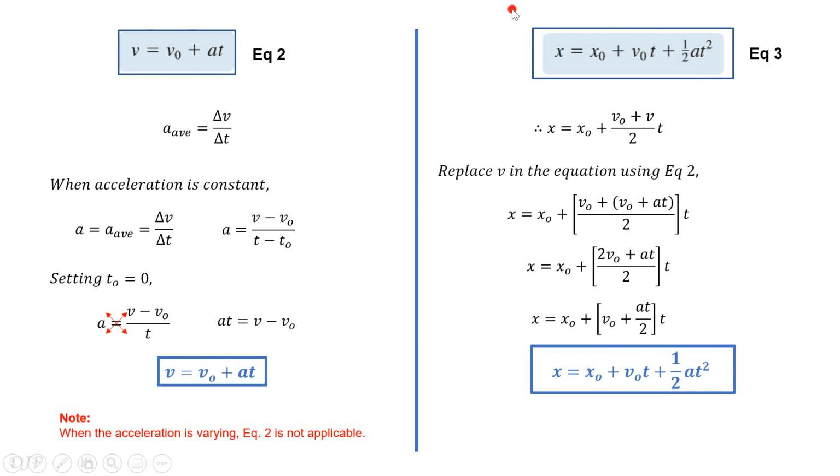Again, same with equation 2. When the acceleration is varying, equation 3 is not applicable. Kindly recall that during the derivation, what we consider is a constant acceleration. So lately, we introduced a new formula for average velocity.